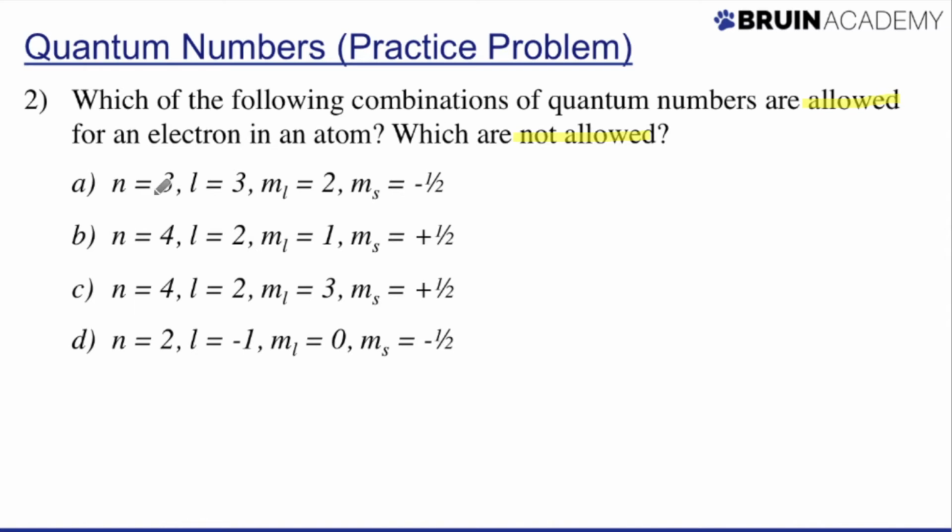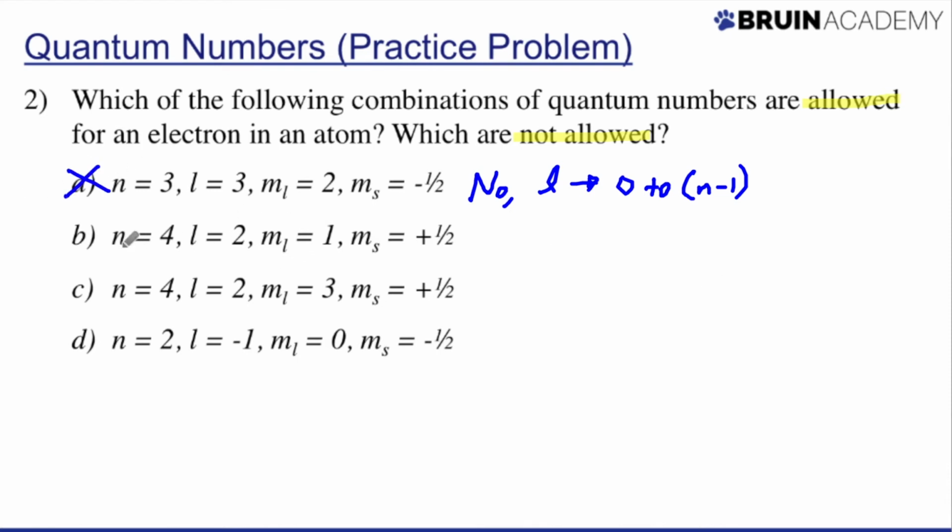So n equals 3, okay? And then they say L equals 3. Okay, let's see if that makes sense. Well, if n equals 3, what are your possible values of L? Remember that L ranges from 0 to n minus 1. So then would it be possible for L to equal 3? The answer to that is no. All right, so this is not allowed because the maximum value of L would be 2. So we'd say no because L can only range from 0 to n minus 1. And in this case, n is 3, so there's no way L could also be 3. So A is not allowed.